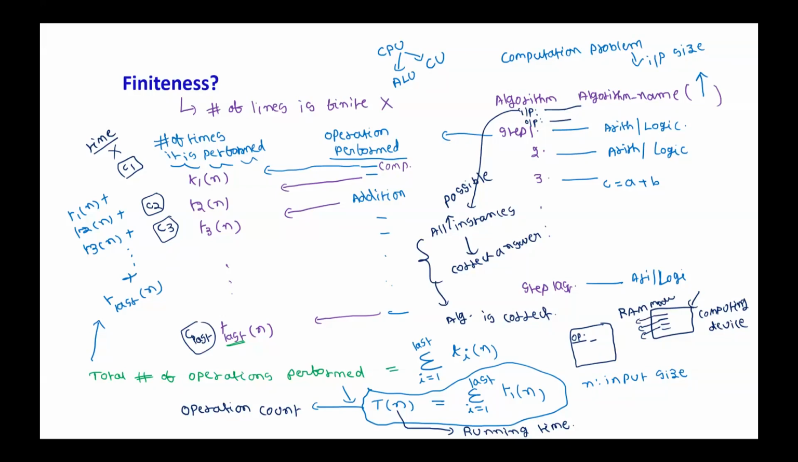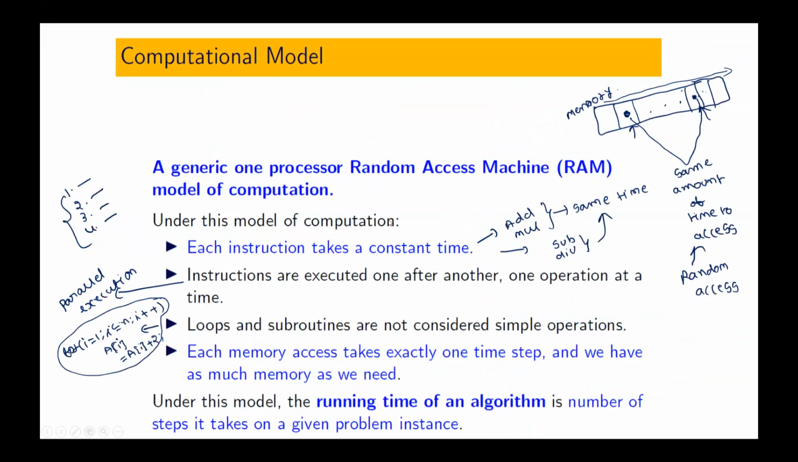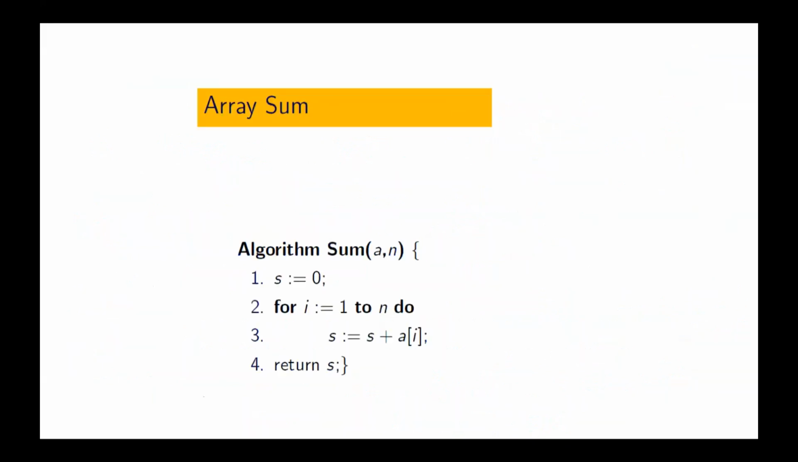Running time, you should understand, is only the operation count: the number of operations performed in our algorithm when n is the input size. Now, you tell me how many operations are performed in this algorithm. What this algorithm is doesn't matter to us. What is the input size here? We are given an array.